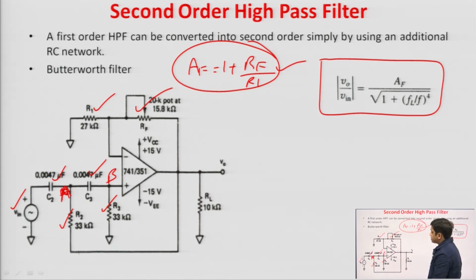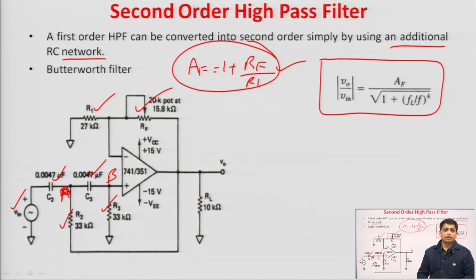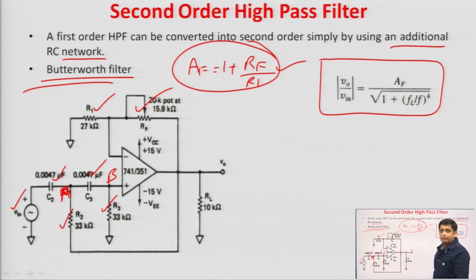So, first order high pass filter can be converted into second order high pass filter simply by using an additional RC network. Both are same thing in fact. If we are using 2 RC sections, it becomes second order filter, right. Or we can say that in the second order low pass filter, if we interchange R and C, then it becomes second order high pass filter, fine. One more thing, when we consider Butterworth filter, it means which gives the flat pass band.